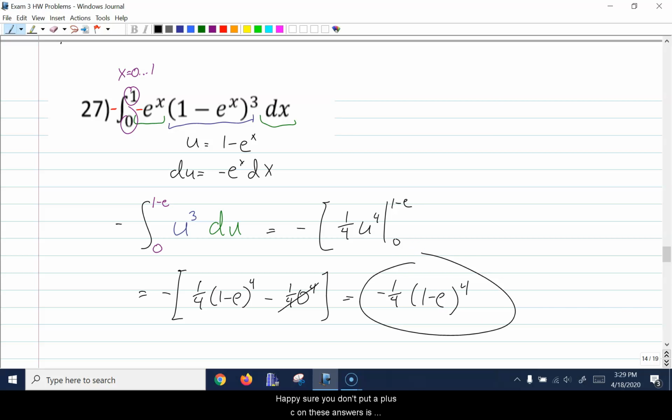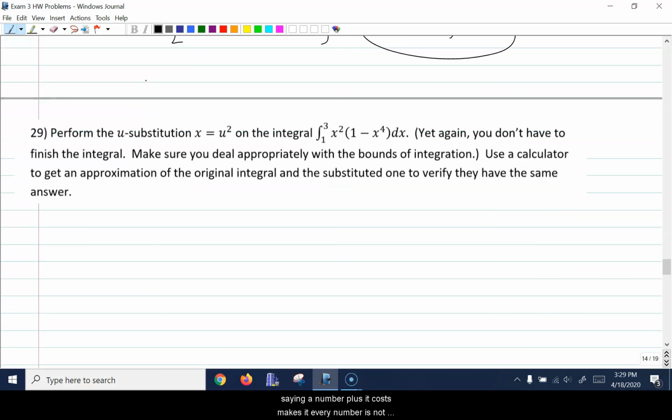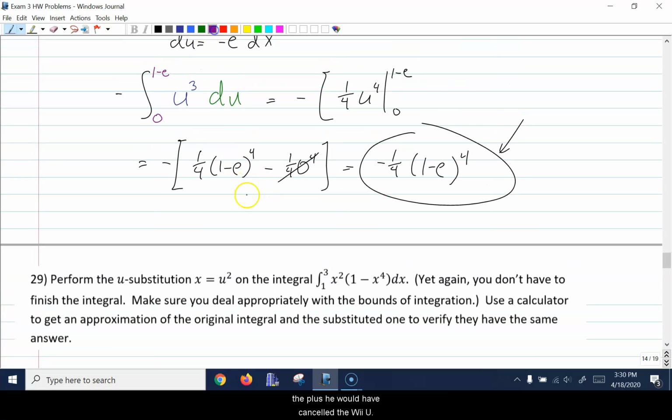Cool. Be sure you don't put a plus c on these answers, because when it's a definite integral, your answer is a number. Saying a number plus a constant makes it every number, and it's not. The plus c would have cancelled. If you put the plus c in the correct place, you have plus c minus plus c, the c's cancel, the c goes away.